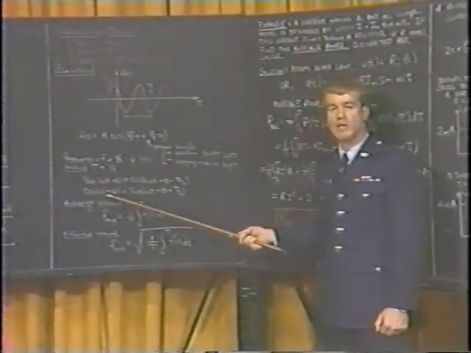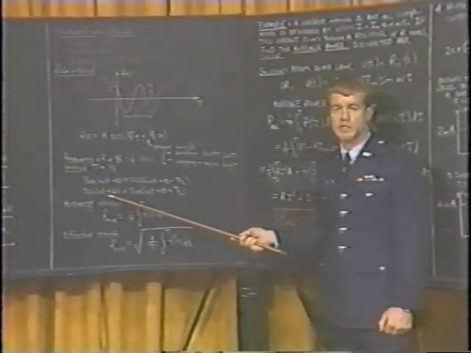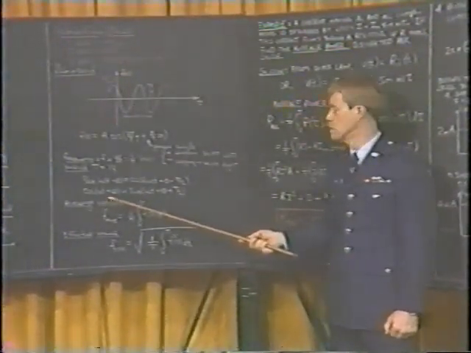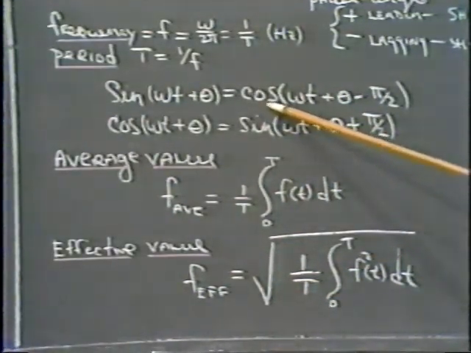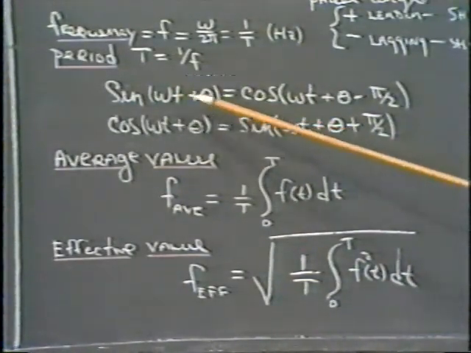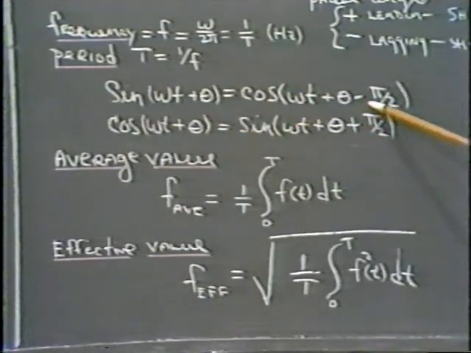Shown here are two relationships that are very useful when we're working with AC circuits. This first relationship allows us to convert a cosine waveform into a sine waveform simply by shifting the cosine wave 90 degrees to the right, or pi over 2 radians.